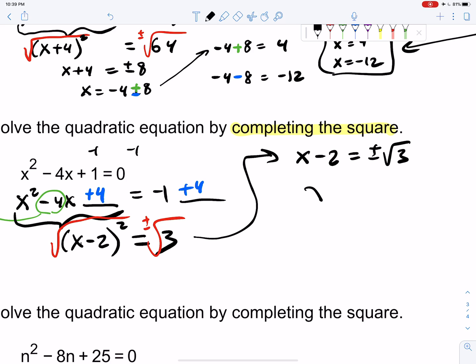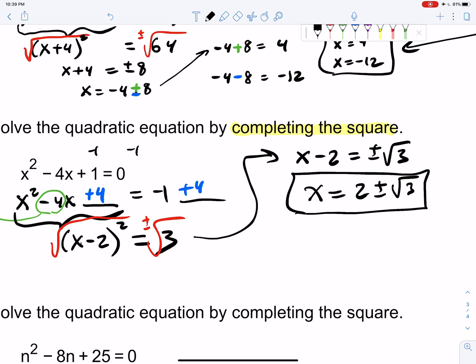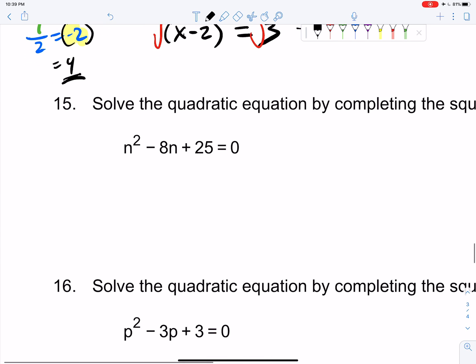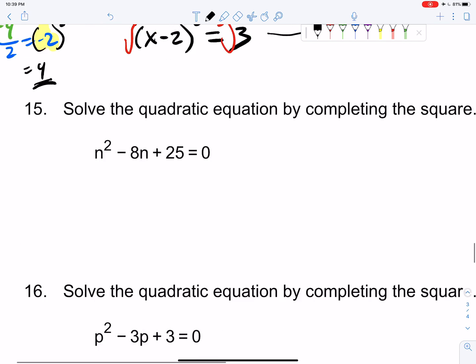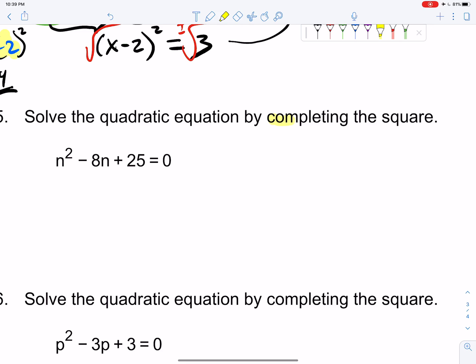Go ahead and add 2 on both sides, and we get 2 plus or minus the square root of 3. We cannot add a 2 and an irrational number, the square root of 3, together. They're not like radicals, and so that's how we write our final answer. That is actually 2 answers, right? 2 plus the square root of 3, and the other one is 2 minus the square root of 3. Number 15: solve the quadratic by, once again, you guessed it, completing the square.